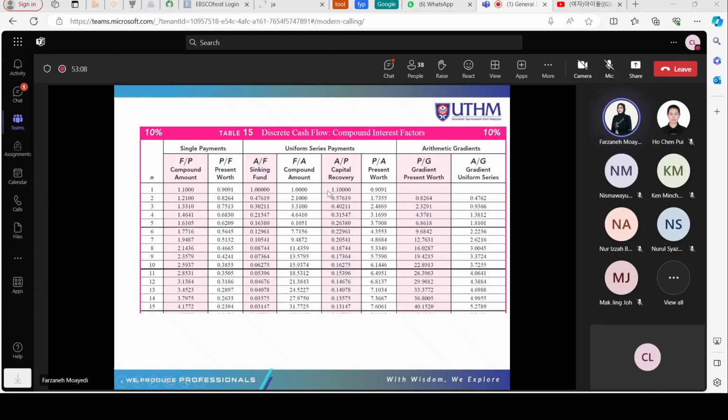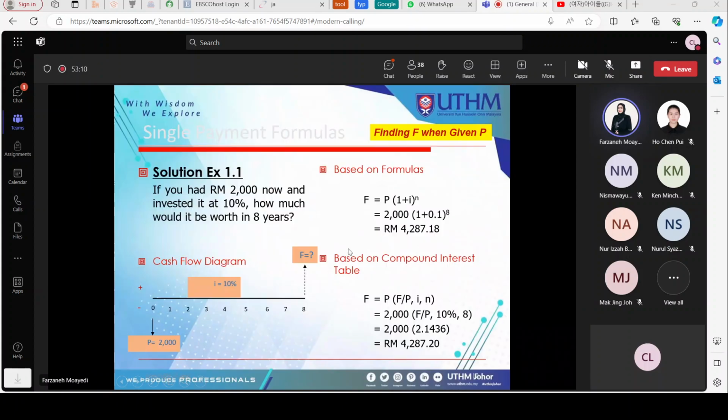So what we can do, let me go in front. We can simply use the formula. The first method, this is the same thing. If you had 2,000 now and invested at 10%, how much would it be worth in 8 years?